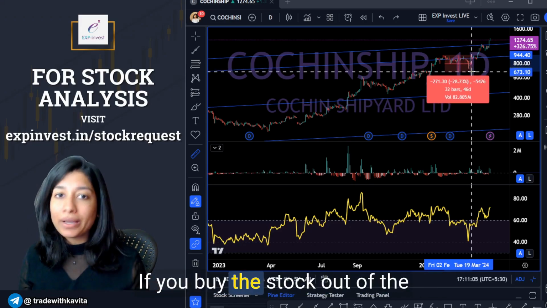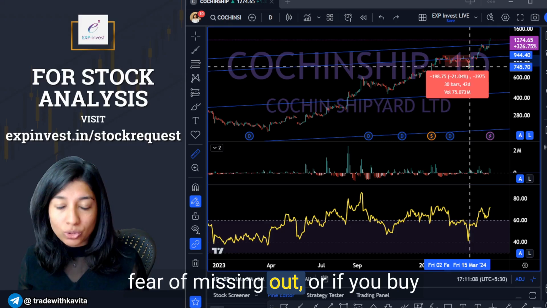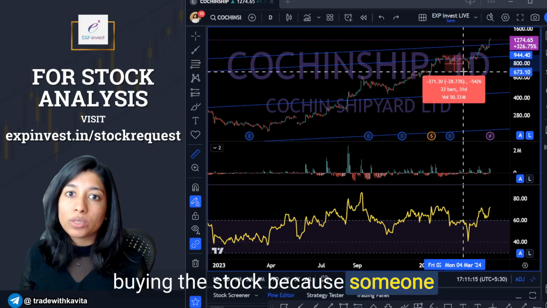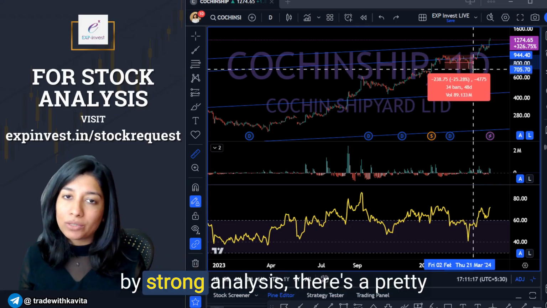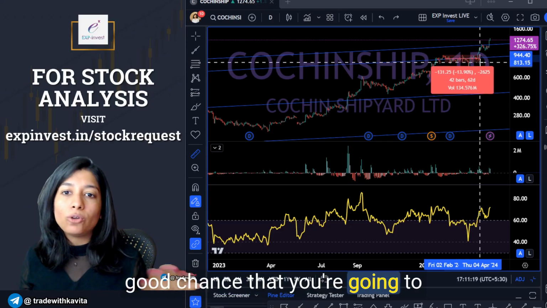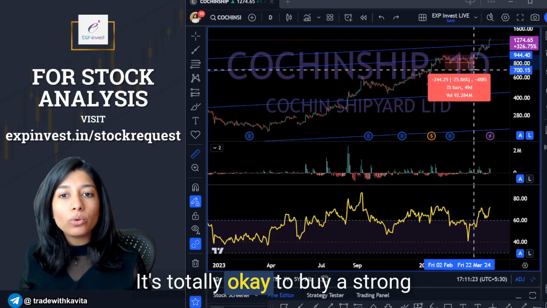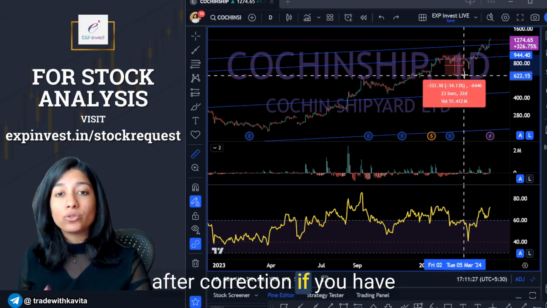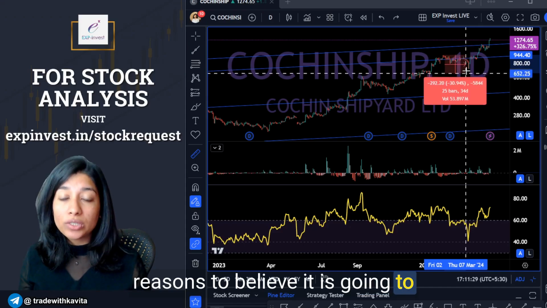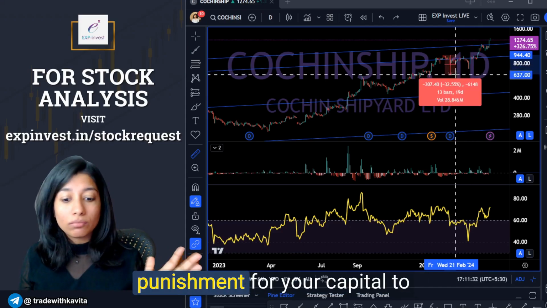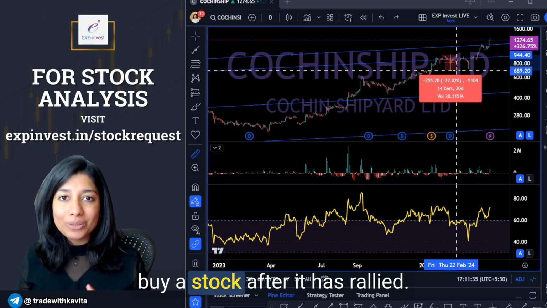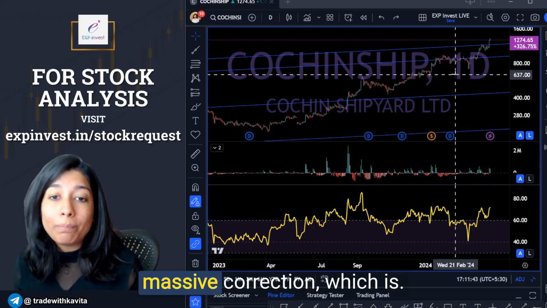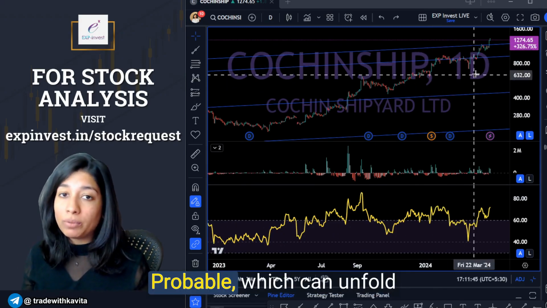If you buy the stock out of the fear of missing out, or after the rally, or because someone told you without it being backed by strong analysis, there's a pretty good chance that you're going to buy the stock at the wrong time. It's totally okay to buy a strong stock in a dip or after a correction if you have reasons to believe it is going to reverse, but it's absolutely capital punishment to buy a stock after it has rallied.